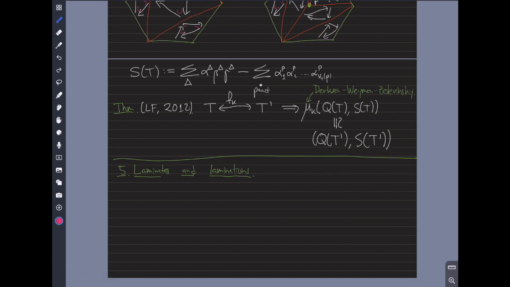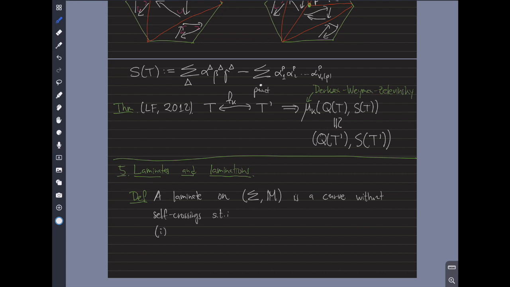So what is a laminate on the surface? A laminate on my surface with marked points is a curve, and I would prefer to say a one-dimensional submanifold, but let's say a curve without self-crossings. So really an embedded one-manifold with certain properties, and I will probably not list all of them.